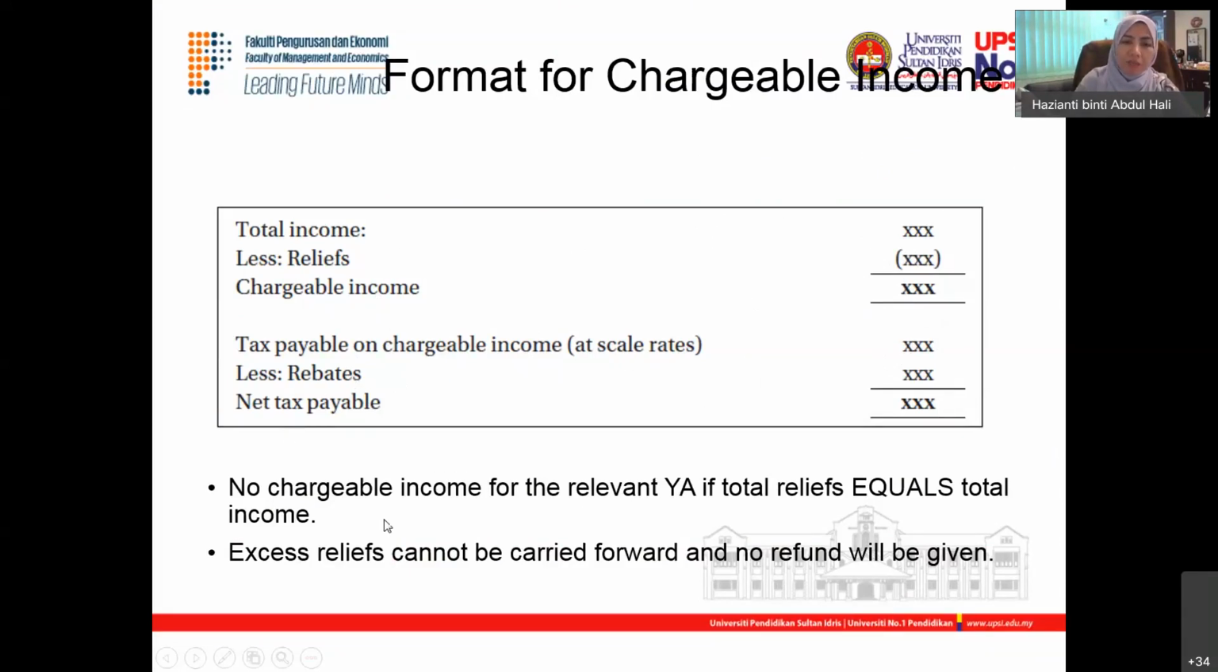So again, if the relief equals to total income, nampak tak sini dengan sini sama, there will be no chargeable income. Alright, so no chargeable income means there will be no tax payable. And sometimes the relief can be more than the income. Let's say income is 80,000, relief is 85,000. Still again, no chargeable income, but the relief ni cannot be carried forward and no refund will be given.